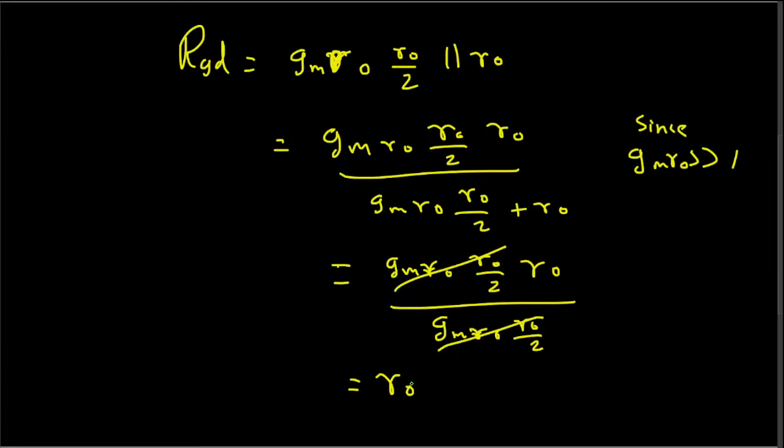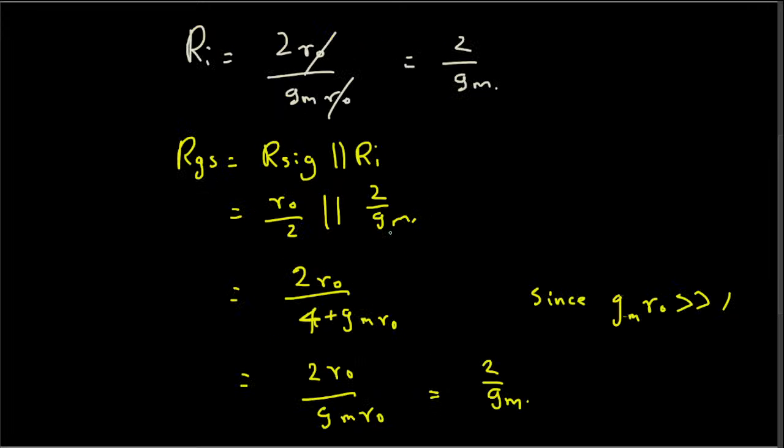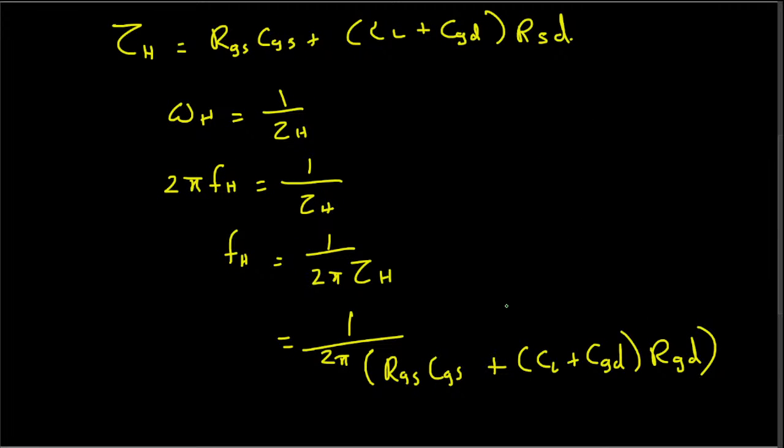Okay, so this is one conclusion. Now we have something to write for rgd in this expression. Instead of rgd we can just put ro right here. Instead of rgs we can put 2 over gm. Okay, so what else do we need to do? Nothing else here, so we can plug it into the equation and see what's happening.